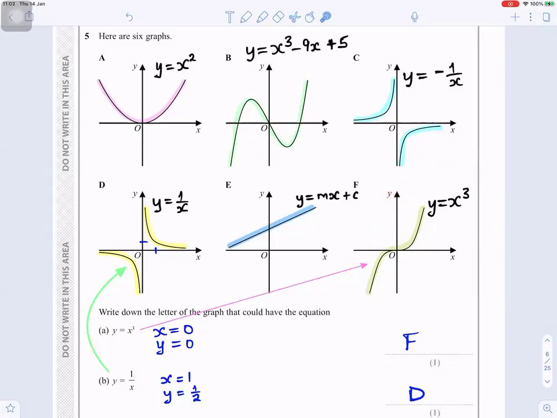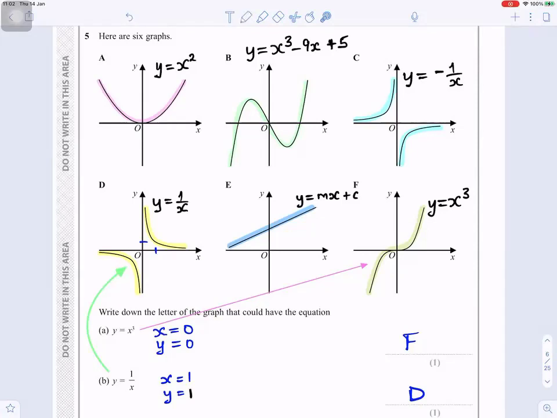For part B, y equals 1 over x. The answer is D. So that's the graph of y equals 1 over x. The one that may be confusing with it is the one for minus 1 over x. So for the graph y equals 1 over x, you can put some values. When x is 1, y is 1. When x is 2, y is a half. So it's important to be able to work out some values to help you determine which graph it is.